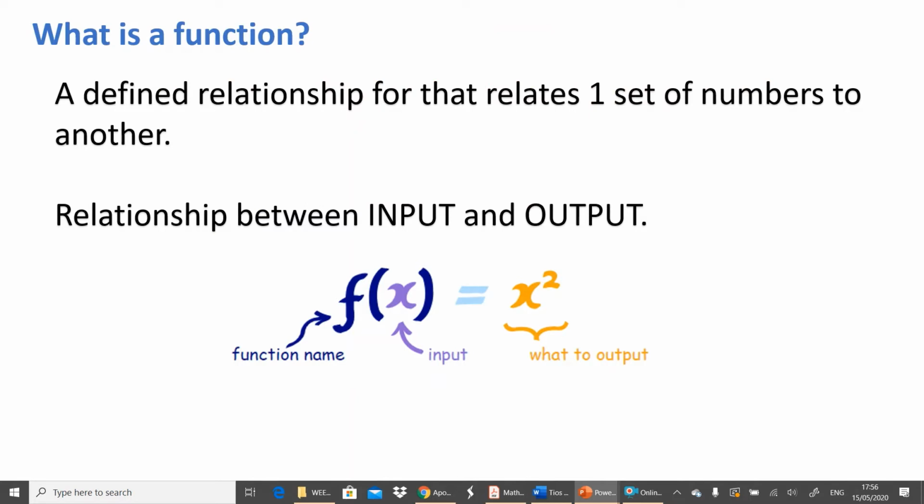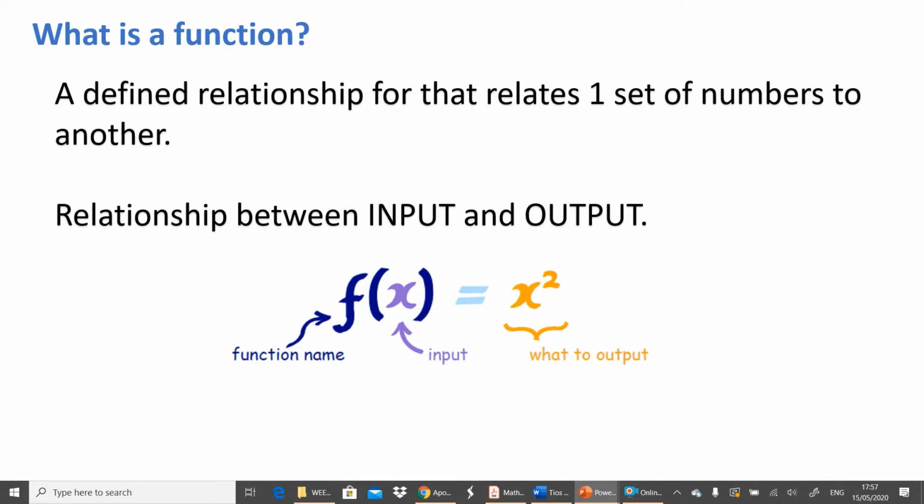Now, a function is defined as a relationship. And this I wrote in my own words. A relationship that relates one set of numbers to another. More concisely, it means that it's a relationship describing the relationship between an input and an output.